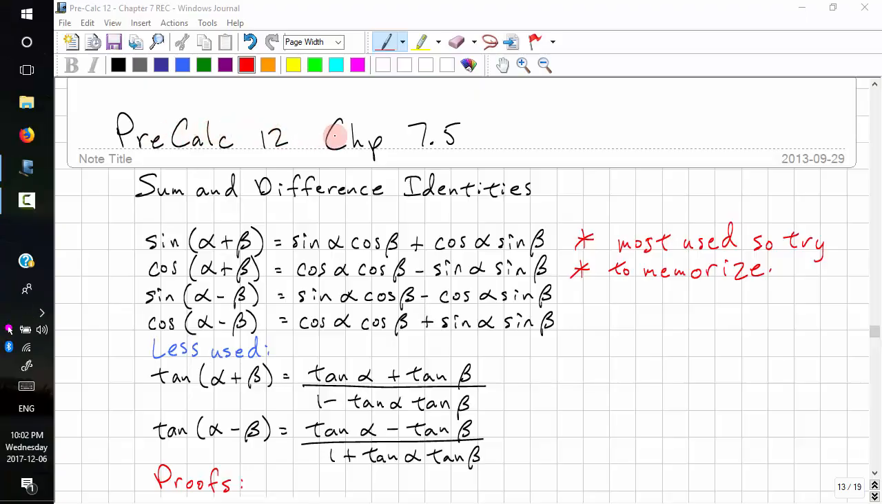This is PreCalculus 12, Chapter 7.5. We're going to do the proof of the cosine addition formula. So cosine alpha plus beta equals cosine alpha times cosine beta minus sine alpha sine beta.